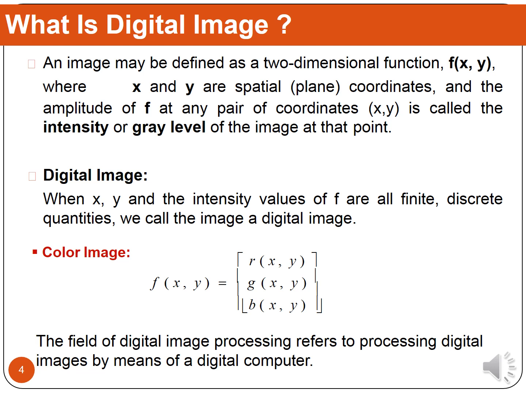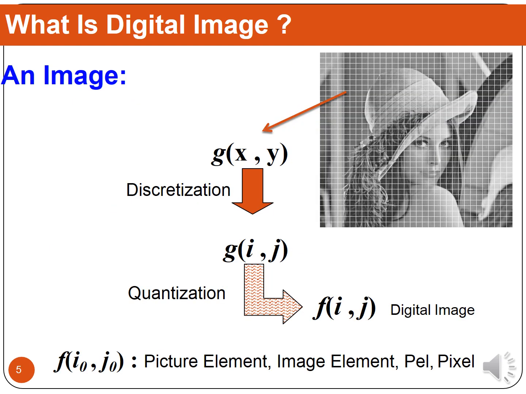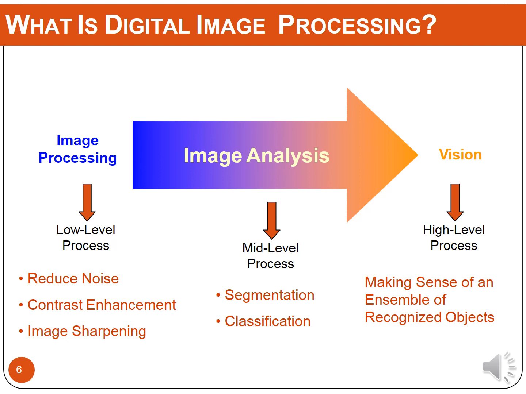In the case of a color image, we can represent it in the form of RGB models. For example, we take an image as input g of x comma y. It undergoes discretization and we get g of i comma j. After that, we quantize to get the output f of i comma j. We will learn about quantization later. This is the basic overview of digital image processing.